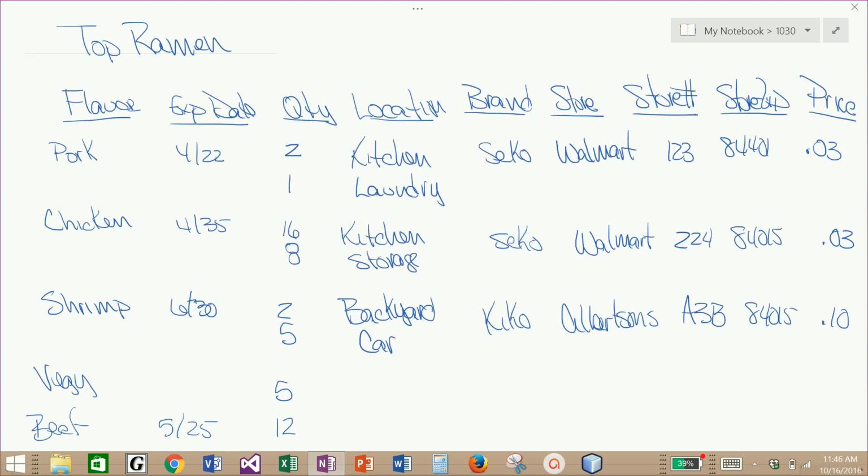So when I look at my table, I can see that I have 2 records that would be pork, with the exception that the one pork in the laundry is not a standalone record. So what I'm going to do is fill in the repeating information. This is also pork. The expiration is also 4/22. I'm going to repeat Seiko, and I'm going to repeat the Walmart, the store that I bought it from. I'm going to repeat the store number, the zip code, and I'm going to repeat the price. So now both of those pork records are standalone and independent.